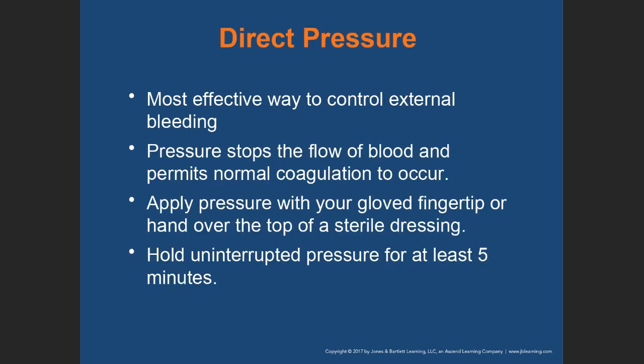For direct pressure, the most effective way to control external bleeding is to apply direct pressure. Pressure stops the flow of blood and permits normal coagulation to occur. Apply pressure with your gloved finger or hand over the top of a sterile dressing. Sometimes you may have to put your gloved hand directly on the wound while your partner gets the dressing. This pressure must be uninterrupted for at least 5 minutes.